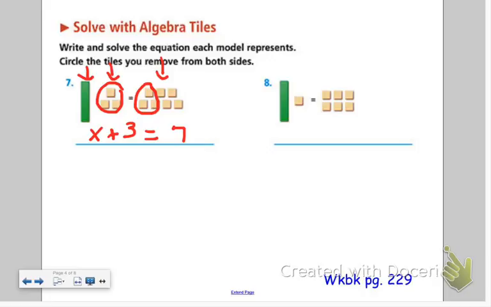So I now would have to solve this by doing x equals 7 minus 3. Taking the 7 algebra tiles over here, subtract 3 from them, x is equal to 4.